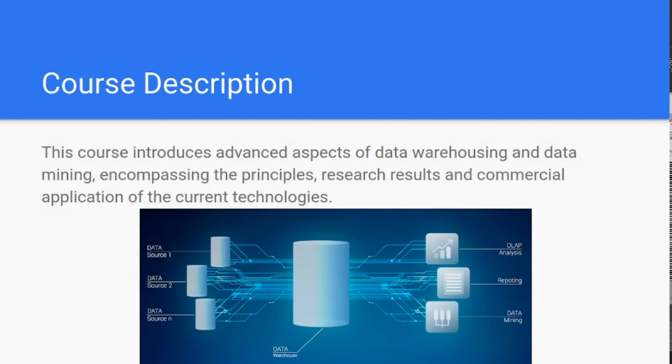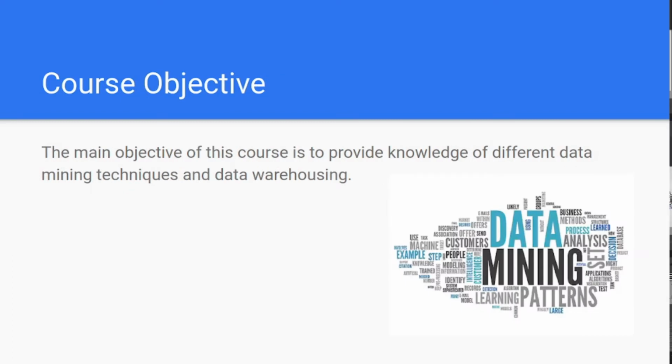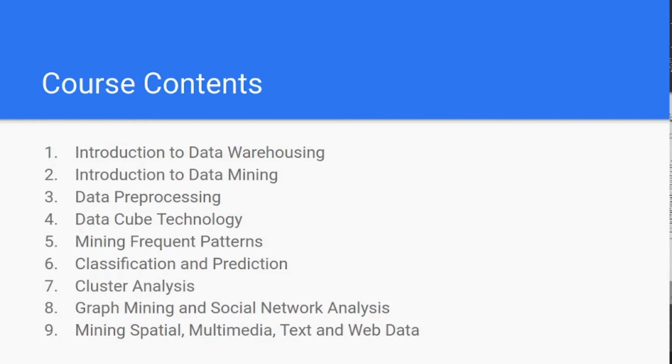Okay, moving on, we have the course objective. The main objective of this course is to provide knowledge of different data mining techniques and warehousing. The course contents are arranged like this. So in chapter 1 we have introduction to data warehousing. Chapter 2 is introduction to data mining, and those were some introductions.